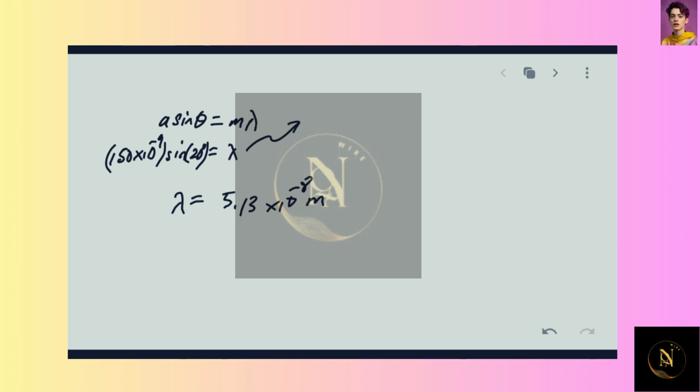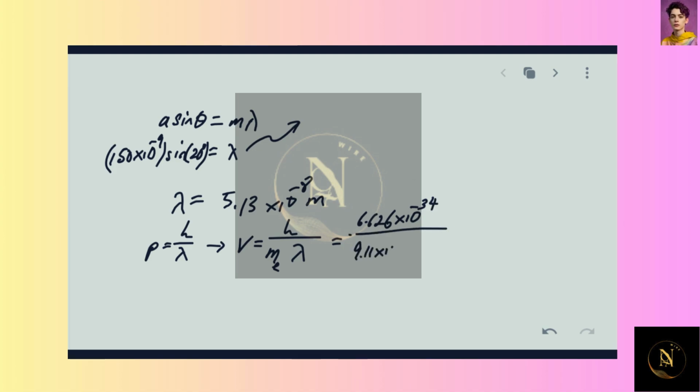Using de Broglie's wavelength formula, p equals h over lambda, where p is the momentum. To get the velocity, we just have to divide by the mass of these electrons. This is the mass and the wavelength, which we have calculated. We should get the velocity to be about 1.42 times 10 to the power 4.